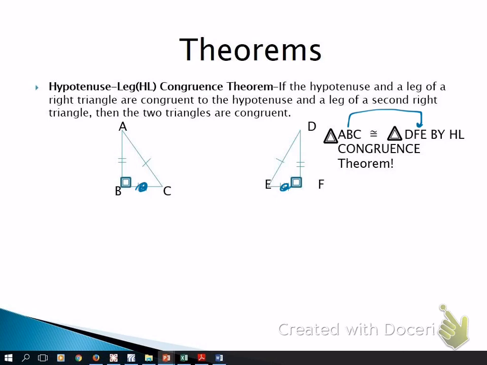And so when you wrote your congruent statement, you'd want to make sure that you match up the right angles, and then, again, match up the sides that are marked congruent. Okay, so these two triangles are congruent by HL.